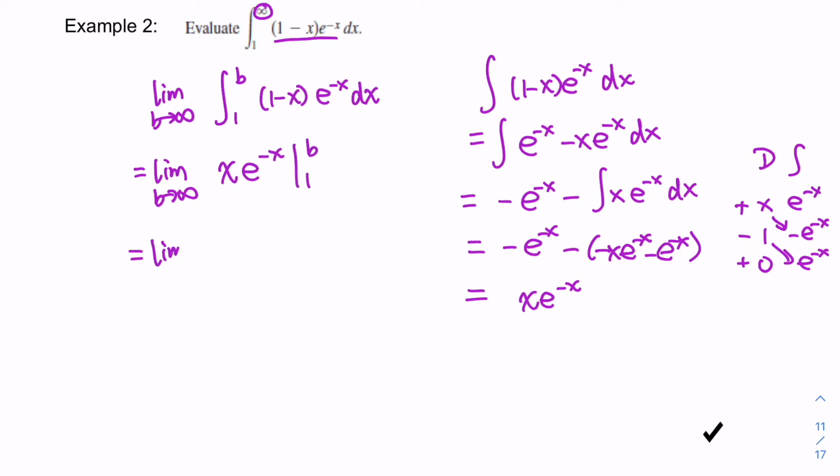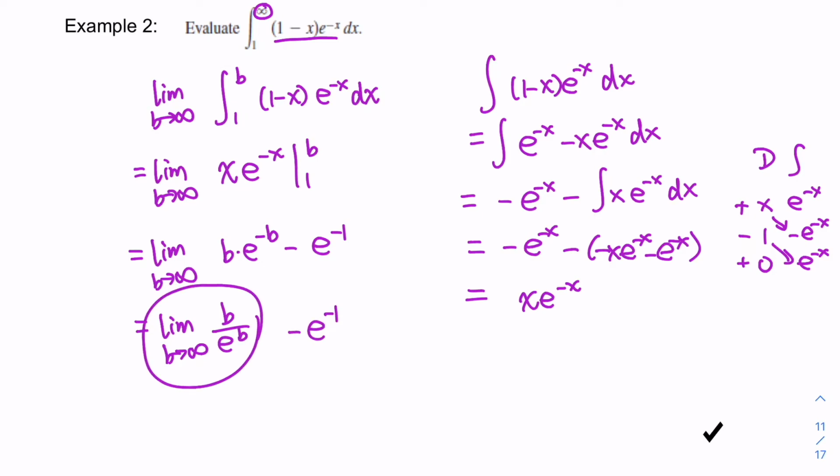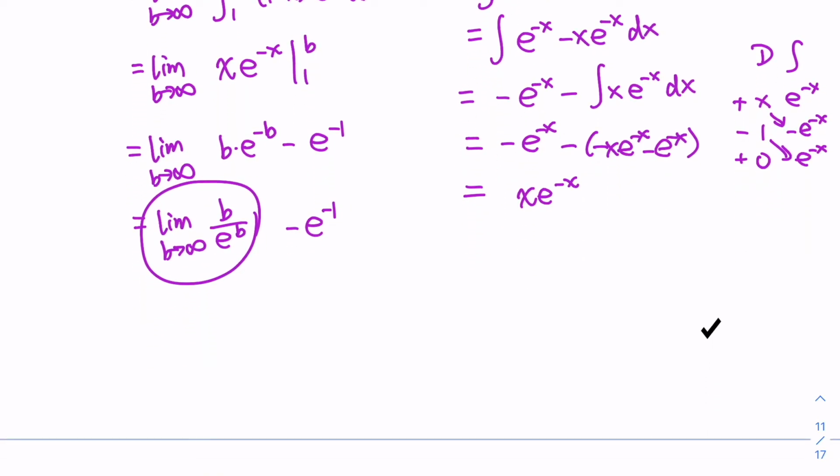So now we can plug the lower and upper boundaries in. So it's b times e to the negative b minus 1 times e to the negative 1. So this will be limit b goes to infinity, b over e to the b minus e to the negative 1. That's a constant. Now we have to deal with this limit here.